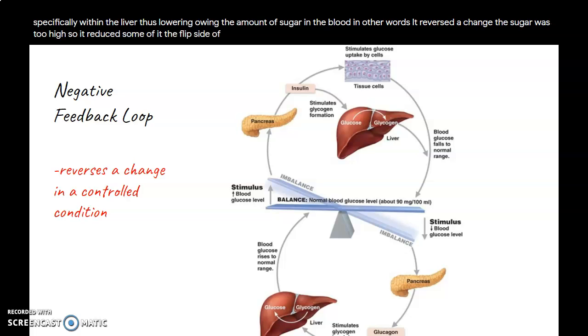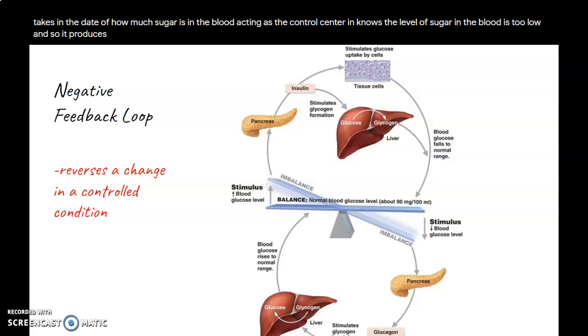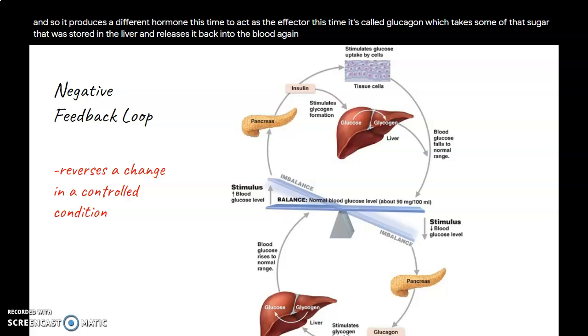The flip side of that, what if the sugar is too low? So the pancreas, again, acting as the receptor, takes in the data of how much sugar is in the blood. Acting as the control center, it knows the level of sugar in the blood is too low, and so it produces a different hormone this time to act as the effector. This time it's called glucagon, which takes some of that sugar that was stored in the liver and releases it back into the blood, again reversing the change. The sugar was too low, so it raised it.